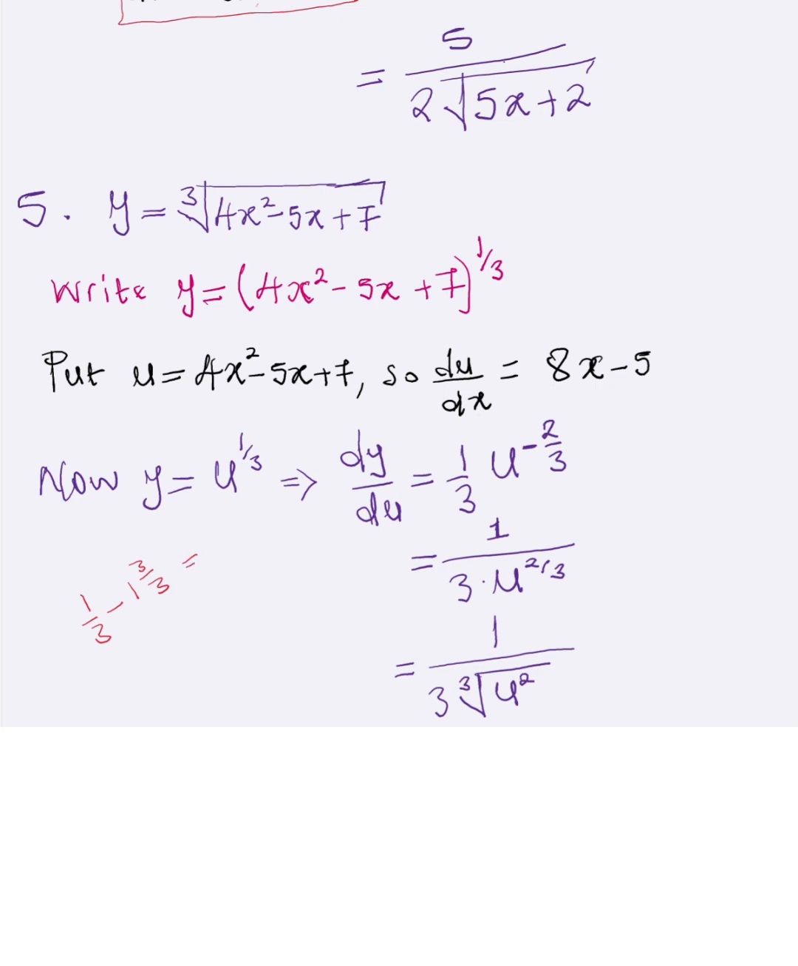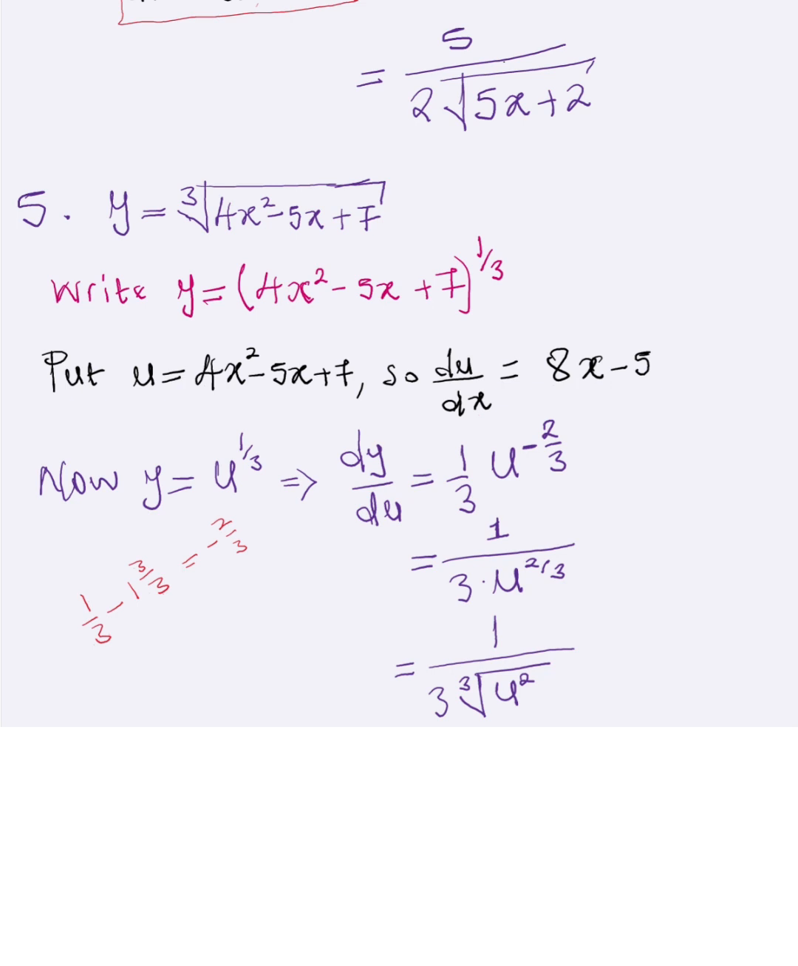So this is the bases, the denominators are the same, so 1 minus 3 is negative 2 over 3. So this becomes 1 over 3 u to the power negative 2 over 3. We can write this as 1 over 3, then u to the power 2 over 3 positive. And this can be rewritten as 1 over the cube root of u squared.